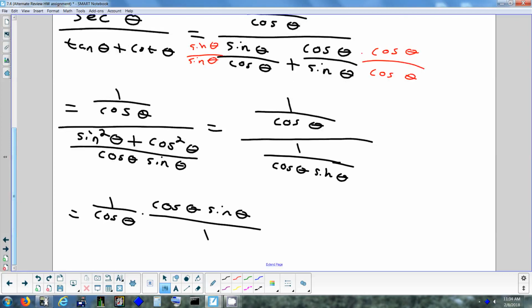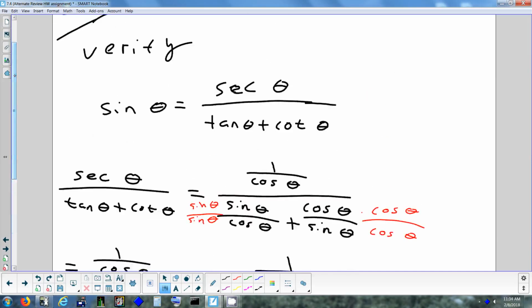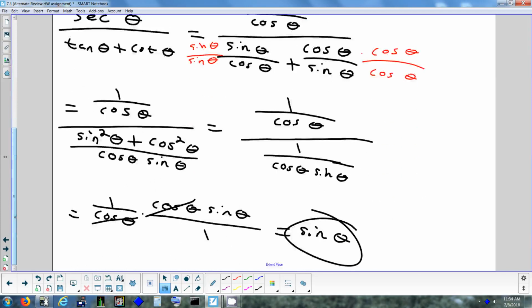1. And now what can I do there? Yep, cancel out the cosines. Cancel those. And what am I left with? Sine. Which we know we're done because that's what the problem originally said it was supposed to equal. So that's a verify. Any questions on it? Okay.